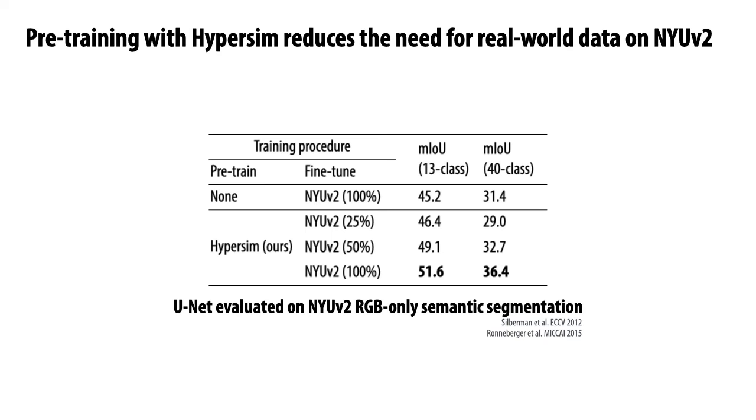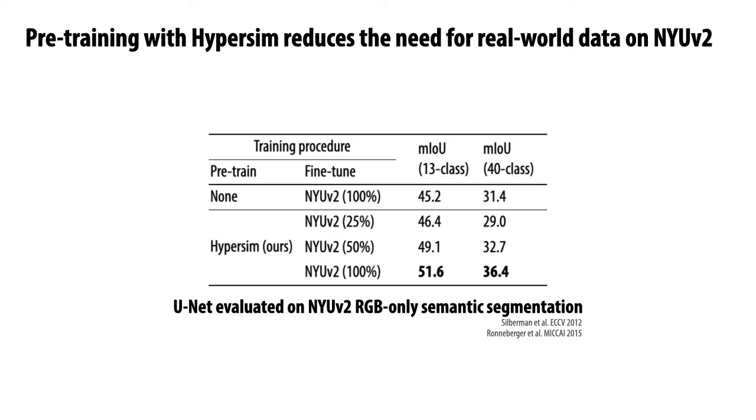We evaluated the sim-to-real transfer performance of our dataset on a semantic segmentation task and a 3D shape prediction task. For both tasks, our methodology is to pre-train on Hypersim, fine-tune on an appropriate real-world dataset, and evaluate performance on the real-world dataset. We found that pre-training on Hypersim reduces the need for real-world data by 75% for 13-class semantic segmentation on the NYU v2 dataset.